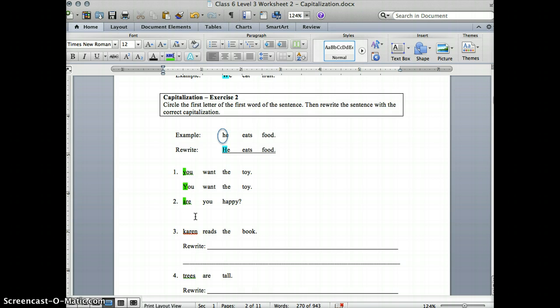So what letter here needs to be capitalized? Exactly, it's the A that we made green. So let's go ahead and rewrite our sentence. Capital A, and then we're going to finish the word. Are you happy? And it's the same exact sentence. So the sentence is exactly the same. The only thing that's changing is the first letter of the first word.